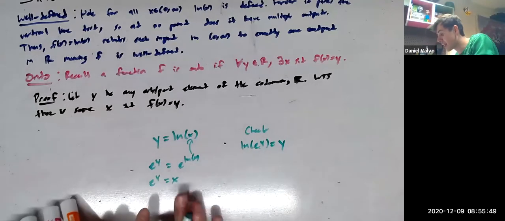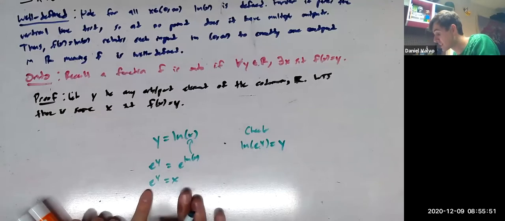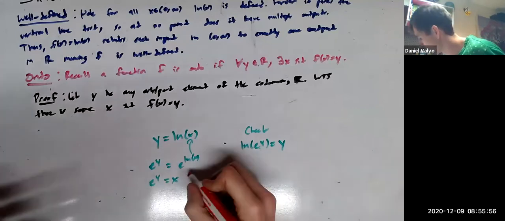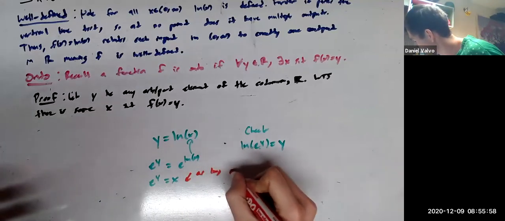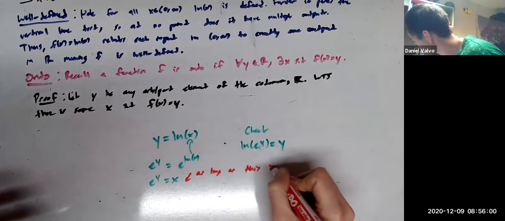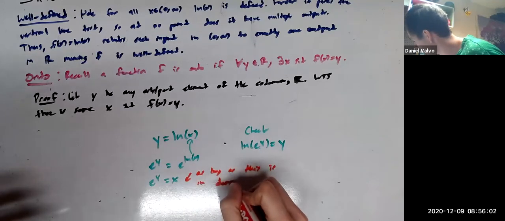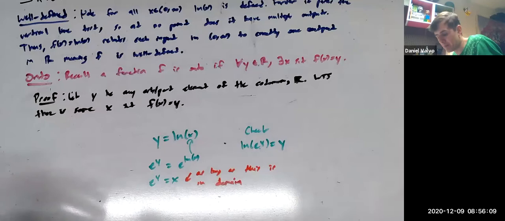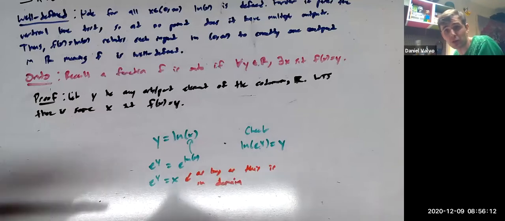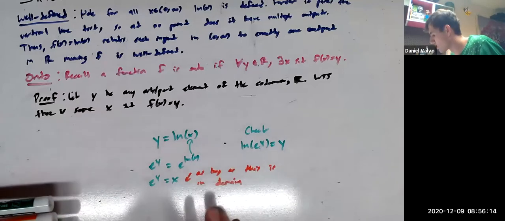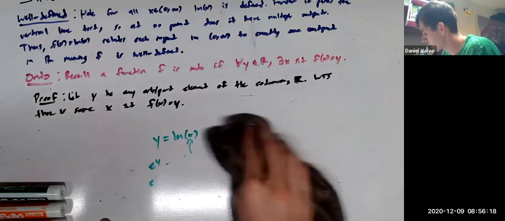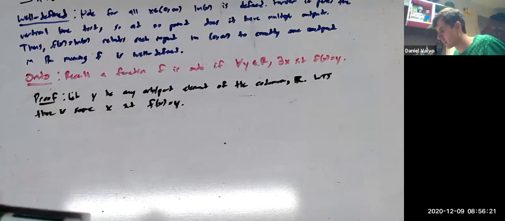So this means that there is a number, as long as this is in our domain, then we've just found an element x in our domain that you can plug into f to get y. And y was arbitrary, meaning we could do this for anyone. So the only thing we have to prove is that e to the y is actually between 0 and infinity. That's actually going to be a cinch.